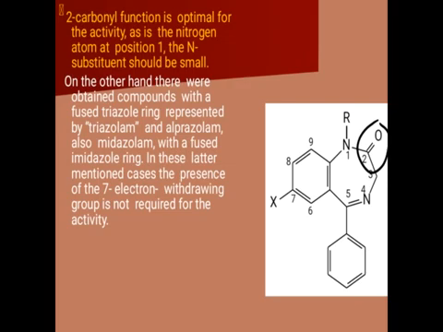Next, the second carbonyl group is required for the optimum activity. At the first nitrogen, R is present, and this R must be small for better activity. But sometimes this nitrogen and carbon, that is the first nitrogen and carbon, are present in a cyclic or ring form, in a fused triazole ring. If such rings are present, it will promote the activity. For example, alprazolam, midazolam, triazolam have the imidazole ring in their structure.